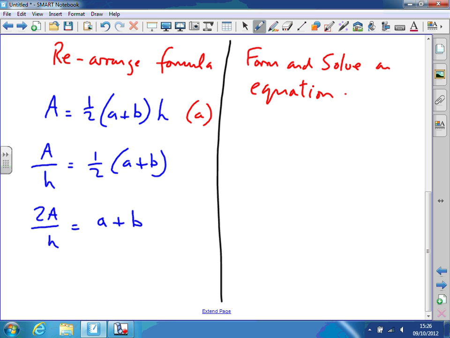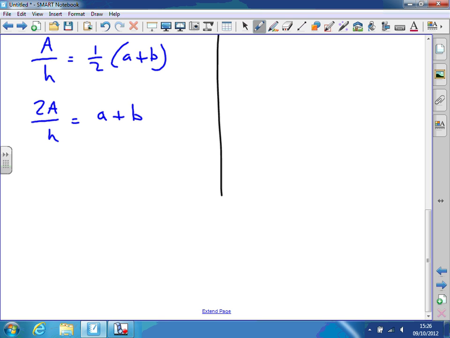And now we're virtually there, aren't we? All we've got to do now is subtract the b, and we've got it. So a equals 2a over h minus b. And we've got a formula that will allow us to calculate the length of that missing side. So all we'd have to do now is put in the numbers and we could solve it. Okay?